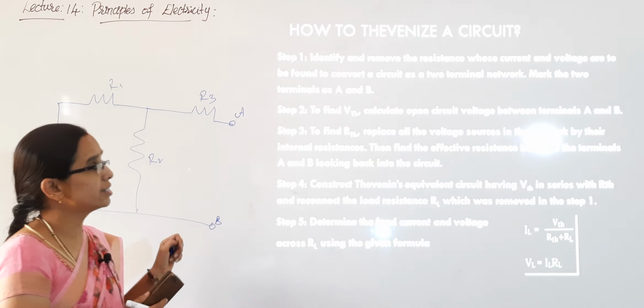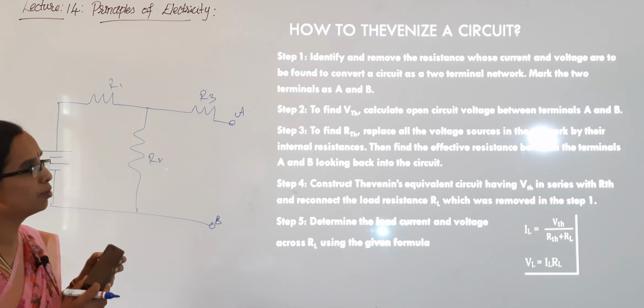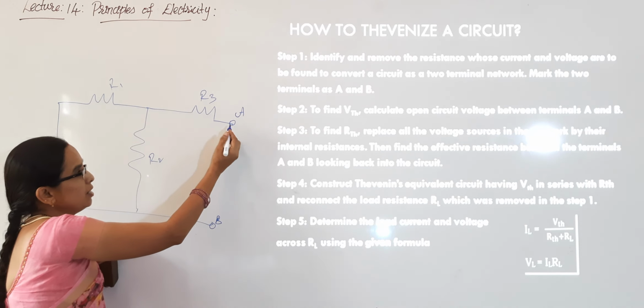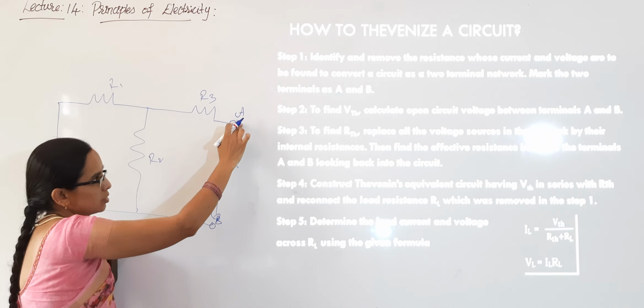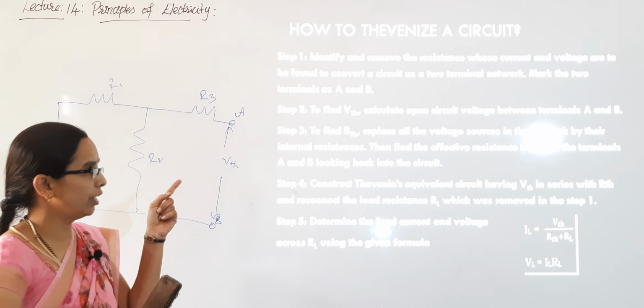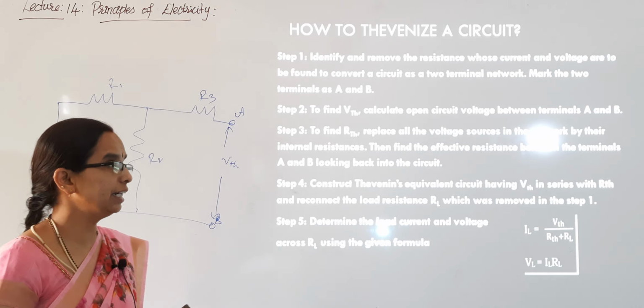To find VTH, calculate the open circuit voltage between the terminals A and B. That means we have to find the open circuit voltage. This voltage we find will become the VTH.